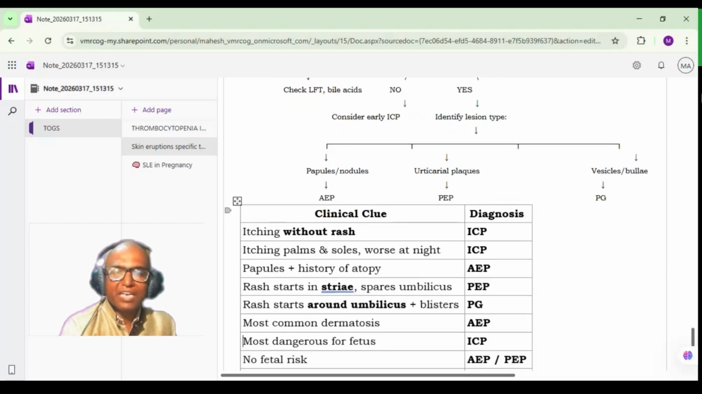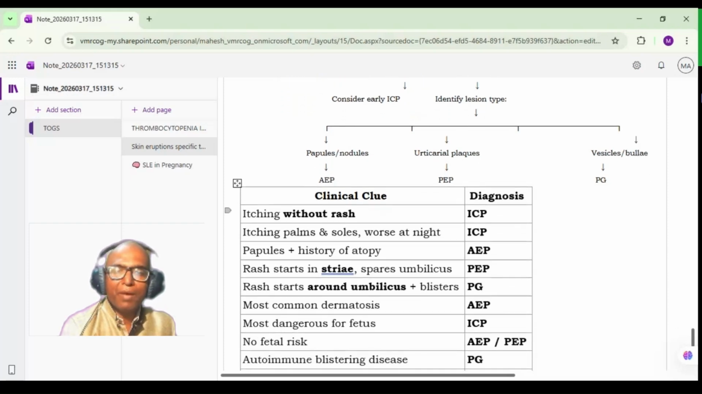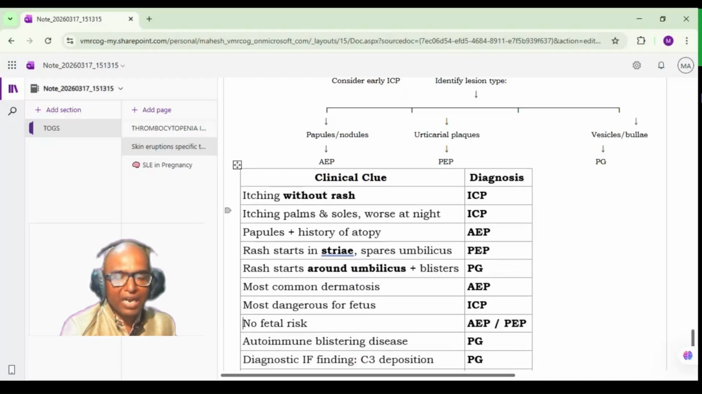So itching without rash is ICP. Itching of the palms, soles, worse at night is ICP. Papules with history of atopy, AEP. Rash starts in the striae and spares umbilicus, it is a polymorphic eruption of pregnancy. Okay. Rash starts around the umbilicus and blister, pemphigoid. Okay. Most common dermatosis is atopic eruption. Most dangerous is ICP. Which conditions will not have fetal risk?